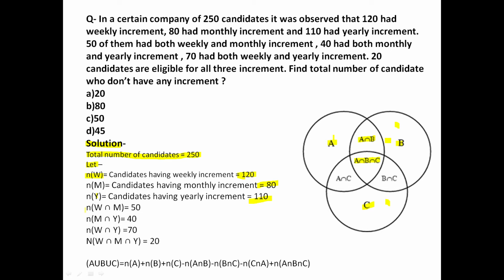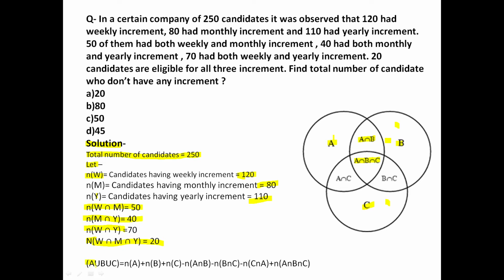Also they have given in the next line that the candidates having both weekly and monthly increment is 50, sorry, is 50. Also similarly candidates having monthly as well as yearly increment is 40. So that comes under intersection. Candidates having weekly as well as yearly increment is 70. That we write here. Also the candidates who had weekly, monthly and yearly increment is 20. So we have written here all the given data, and now we will proceed with the formula.